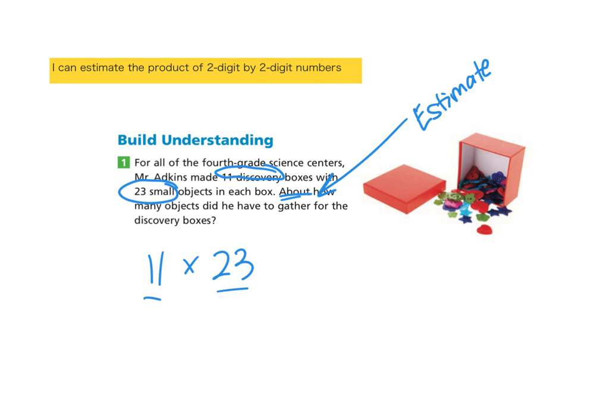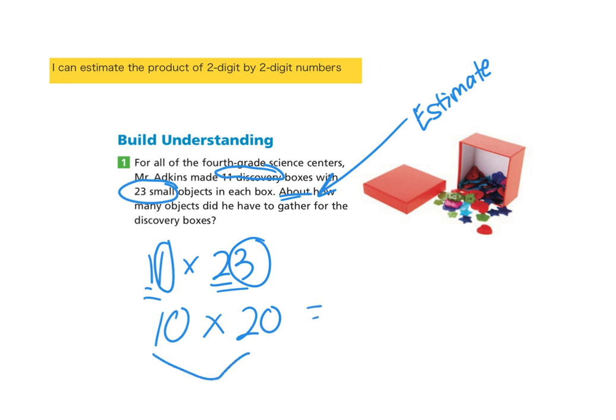If I look at my 11, I'm going to round it to the nearest 10. So I have a 1 in the tens place, a 1 in the ones place. That means I'm going to round this down to 10 times, now looking at 23, I have a 2 in the tens place, a 3 in the ones place. That 3 tells me I'm going to round down. So this turns into 10 times 20. And I know that 1 times 2 is 2, and I'm going to add my zeros. There are 2 zeros here. So 10 times 20 is 200. That means he needs about 200 objects.